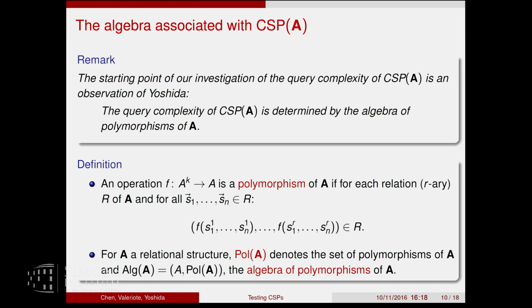An algebra is a set with a bunch of operations. So this is the algebra of polymorphisms of the relational structure. And Yoshida observes that this complexity is totally determined by the properties of this algebra. So the game now is to uncover the algebraic properties that will determine whether this has constant query complexity or not.